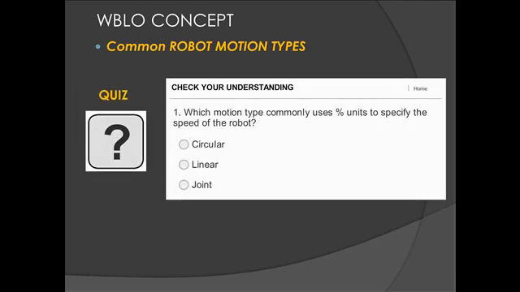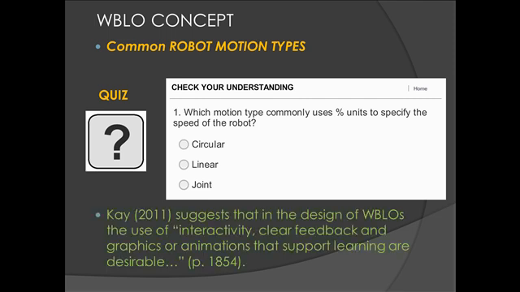A form of assessment with immediate feedback has been included in the learning object for students to check their concept mastery before they get to the lab and develop their skills physically. Kay in 2011 suggested that in the design of learning objects, the use of interactivity, clear feedback, and graphics or animations that support learning are desirable.